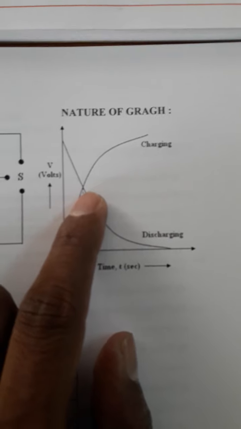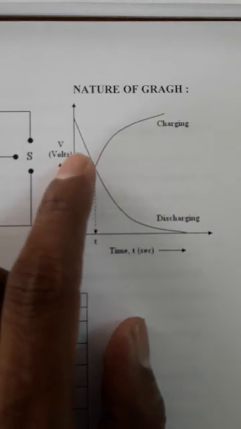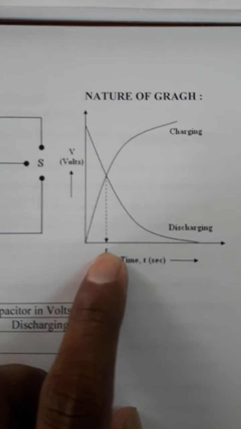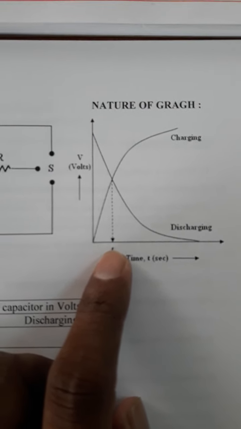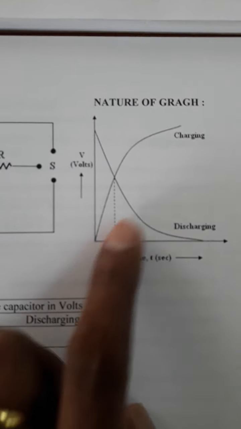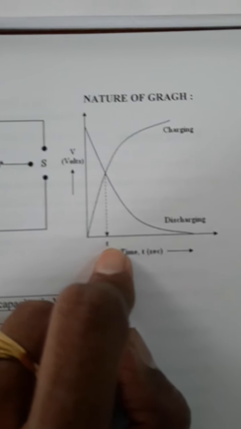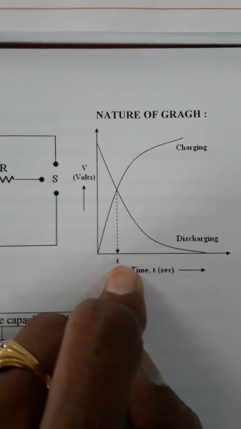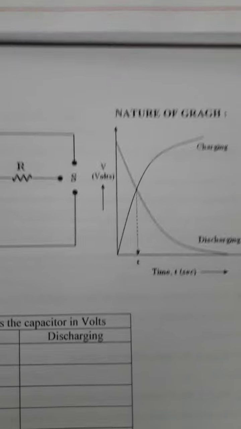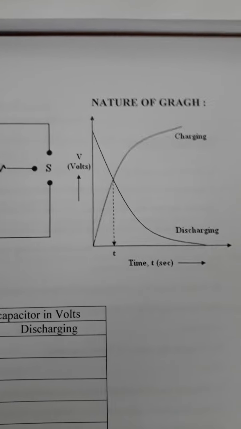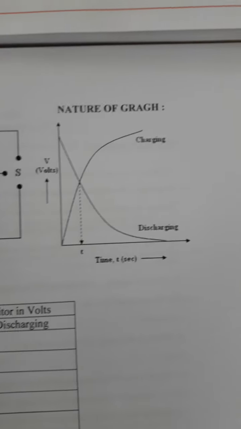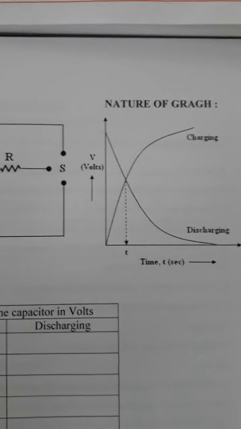Where the two curves intersect, that value we take as the half time, the time at which the potential difference is half of its initial value. This is t, the half time. From the plot we get t, and only t we want, all other things are constant.